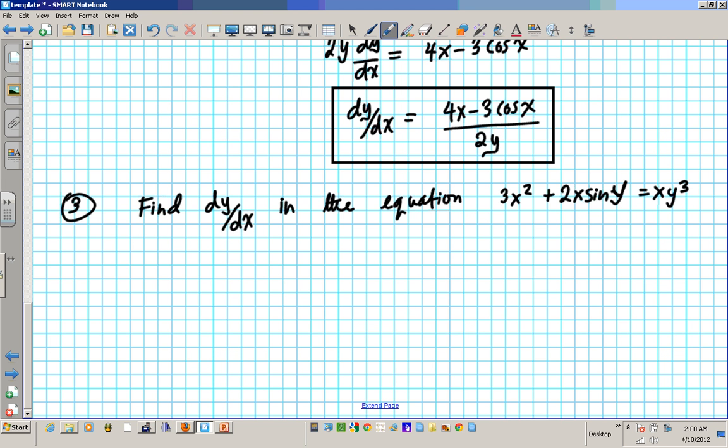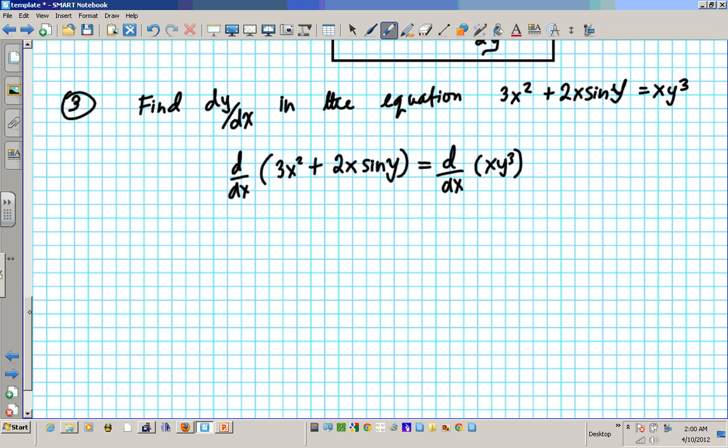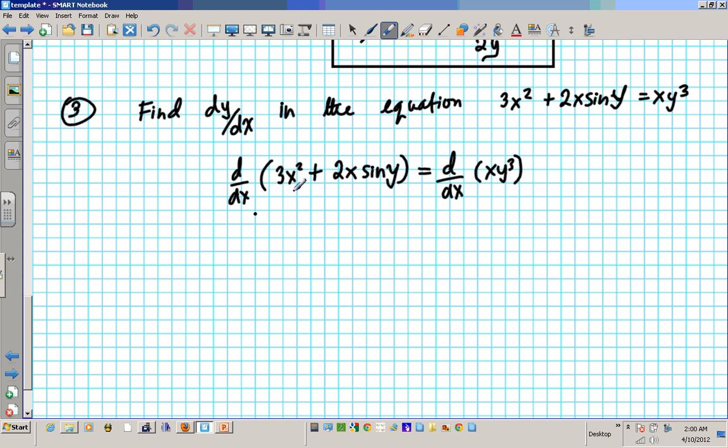Alright, let's go ahead and do this. So what we're going to do is the same thing as we did before. We're going to do d/dx of both sides, 3x squared plus 2x sine y, and then d/dx, the derivative with respect to x, of xy to the third. Alright, so let's differentiate this. 3x squared, if we use the power rule here, we're going to have 6x. dx cancels out, so we don't need anything there.